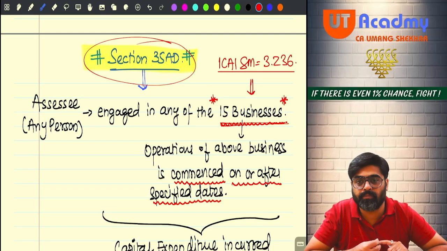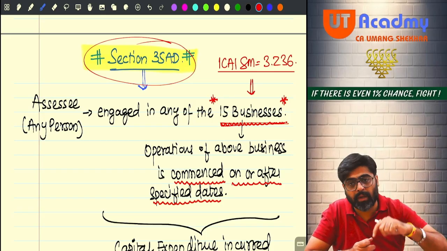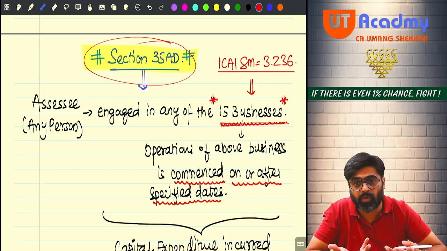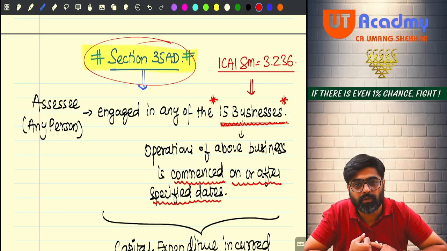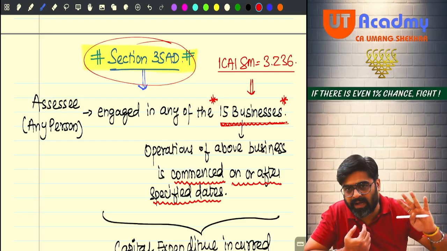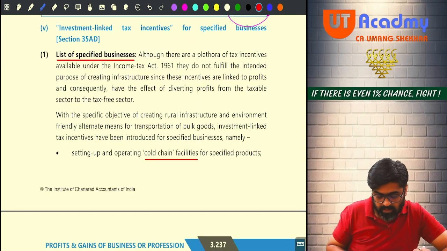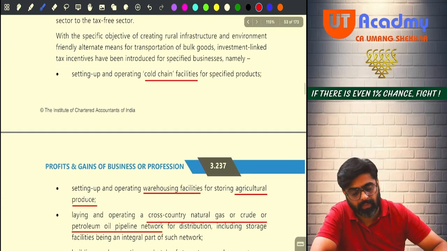Which type of businesses are there? Then what section 35AD is talking about those businesses, we will discuss later on. But first let us know which businesses are covered under this section. What will happen for these businesses, that we are going to see. But what are these businesses? The list is given here.